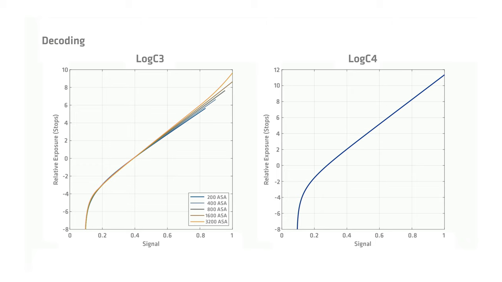If you work in visual effects and need to decode or linearize LogC images, LogC4 is much easier. You see here the decoding curves for LogC3 on the left-hand side, and you see they are all slightly different for different exposure indices. And for LogC4, there is only one curve. So you do not need to consider the exposure index anymore when you convert LogC4 images into linear scene values.